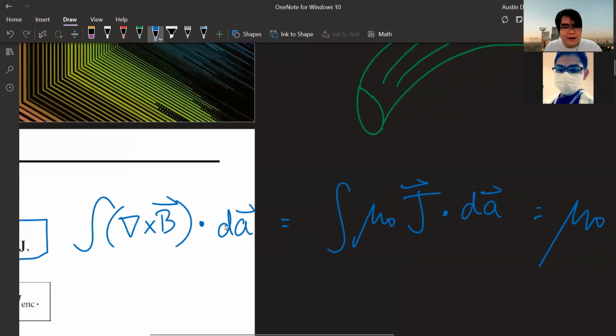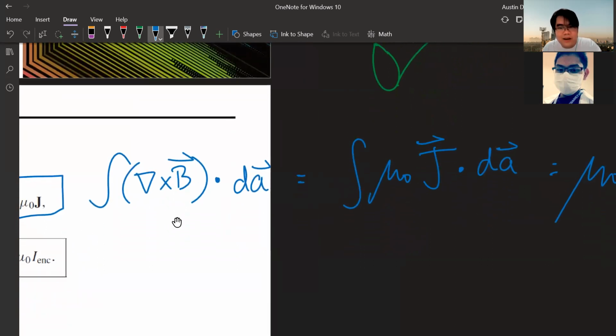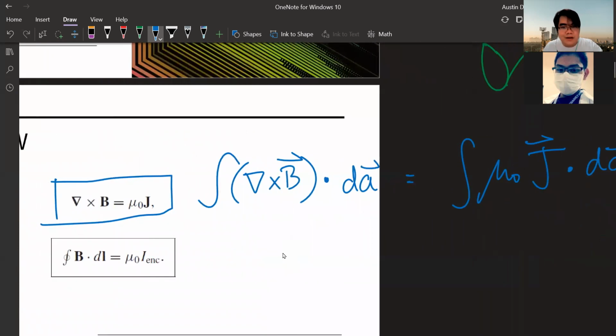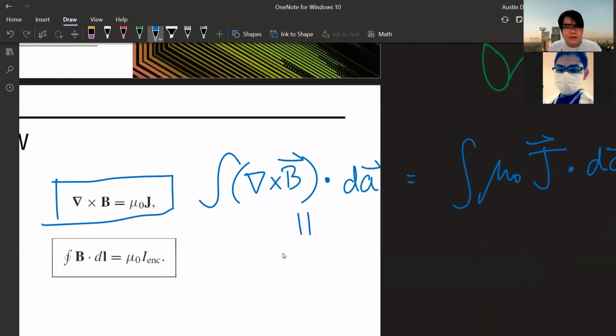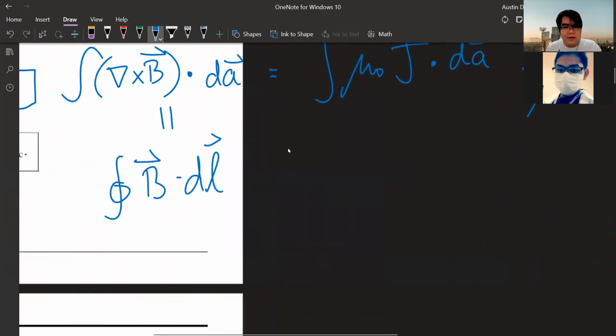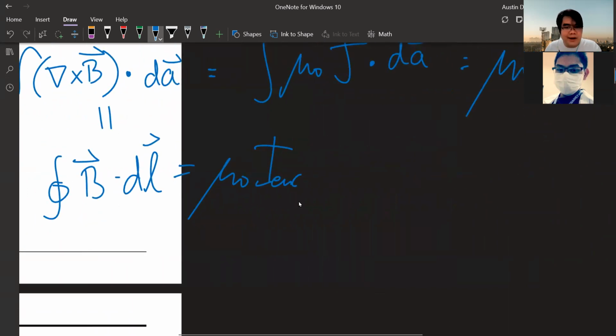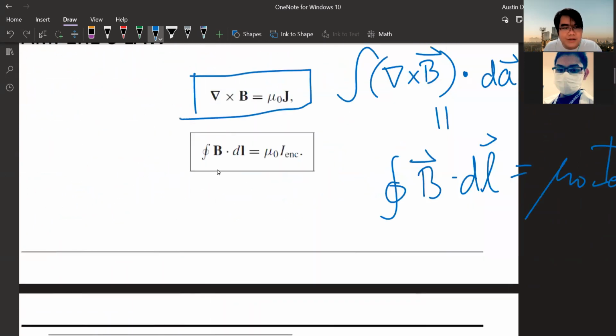Now balik tayo sa left-hand side, which is this guy. So Stokes theorem, anong mangyayari dyan is that this is actually equal to the closed integral of B dotted with dL. And kunin natin yung right-hand side, which is yung mu naught I enclosed. We have mu naught I enclosed, ayan yun, di ba?